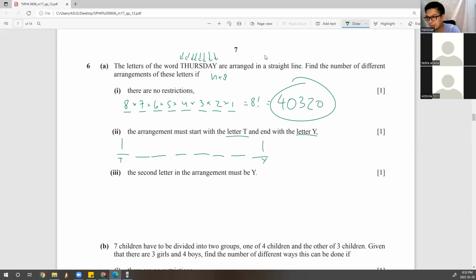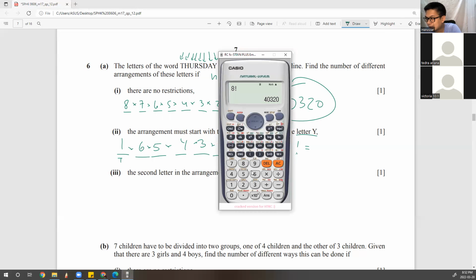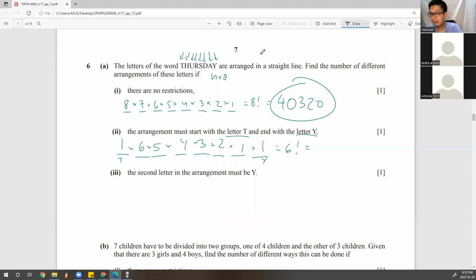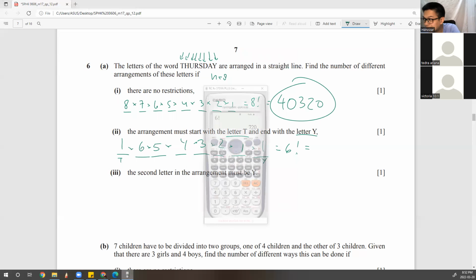8 minus 2 is 6. So 6, 5, 4, 3, 2, 1, or 1 times 6 times 5 times 4 and so on. You can just ignore the 1, or you can just write 6 factorial. That's simpler to do, right? So 6 factorial, bang, 720 possibilities. Way smaller, right? Okay, what's the number? 720.